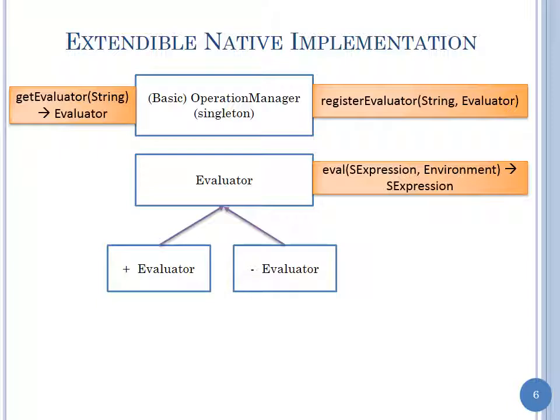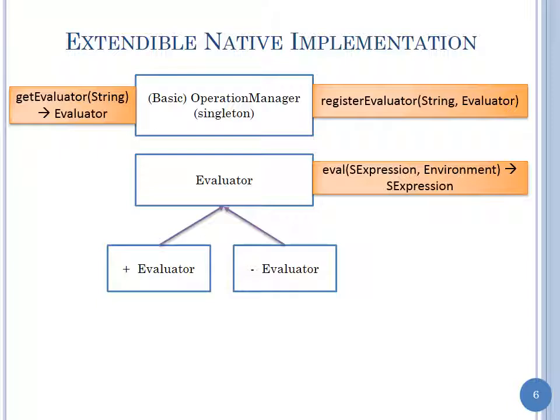And what does the evaluator do? The evaluator is given an S expression that was passed by the Lisp interpreter, is given the environment saying, there's the environment, go evaluate yourself. Go evaluate this S expression. Okay? So your plus evaluator will be given an S expression that starts with plus, a list that starts with plus. Your minus evaluator will be given an expression that starts with minus. And they are supposed to then know what to do. Okay? So far, so good?